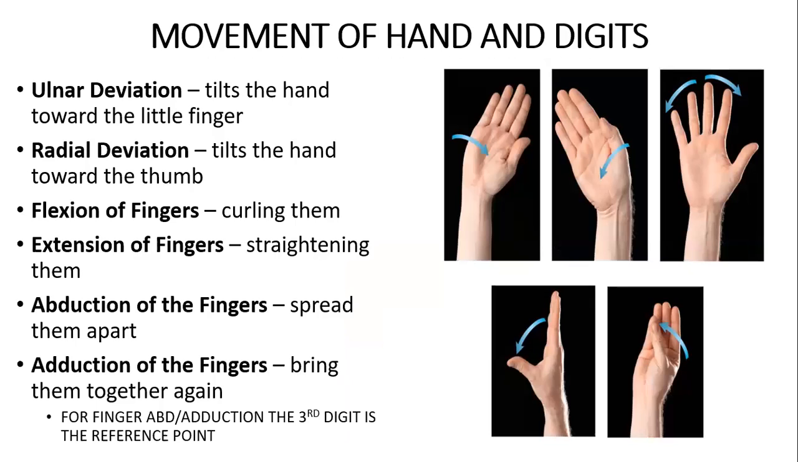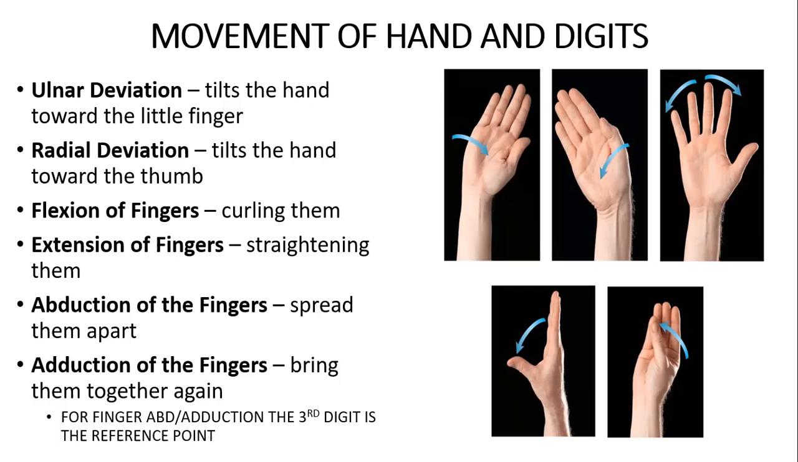Now the hands are quite special. And the thumb is a very, very special digit that we'll be talking about. But let's talk about the movement of the hand first. So when we spoke about the hand, we said flexion of the wrist was down, extension of the wrist was bringing it back. Well, we have two other movements.